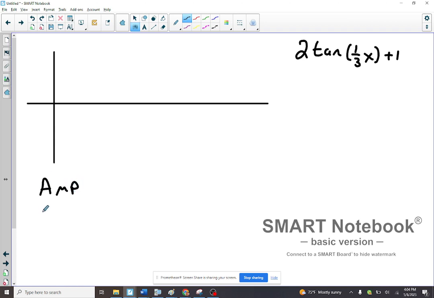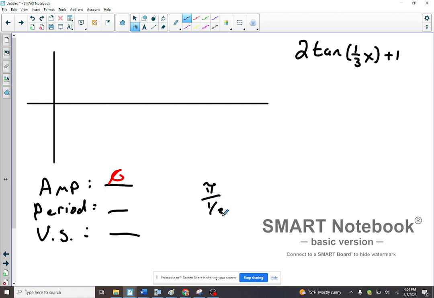So we have the amplitude, we have the vertical shift, and we have the period. The amplitude does not matter in tan, so that doesn't exist. The period here is pi divided by 1/3, which ends up being 3 pi. And then the vertical shift is up 1. You're done.